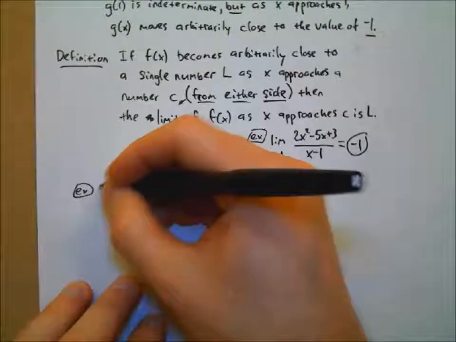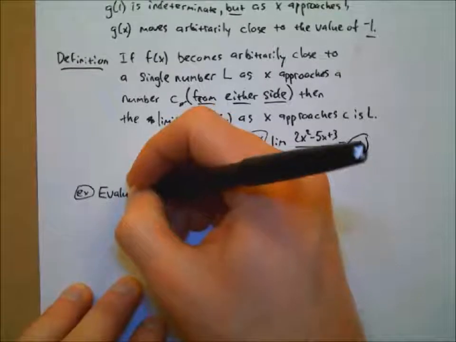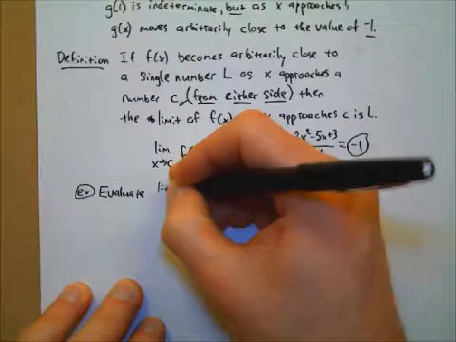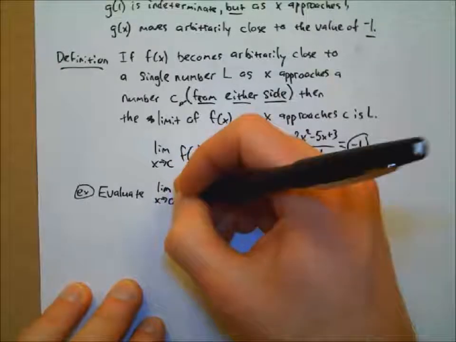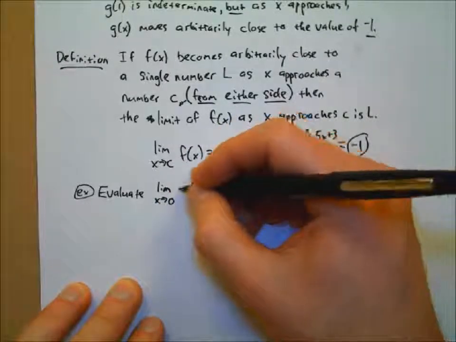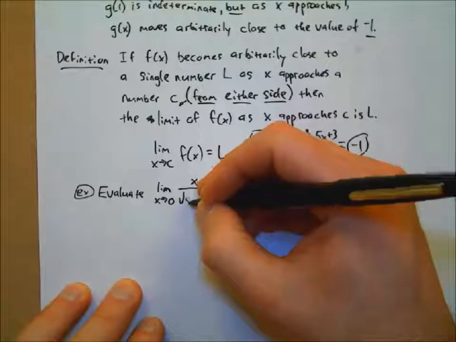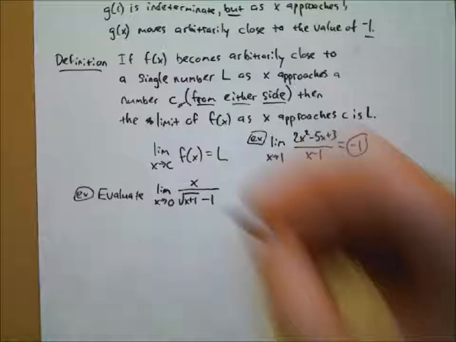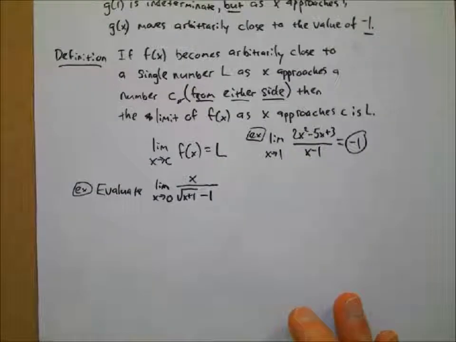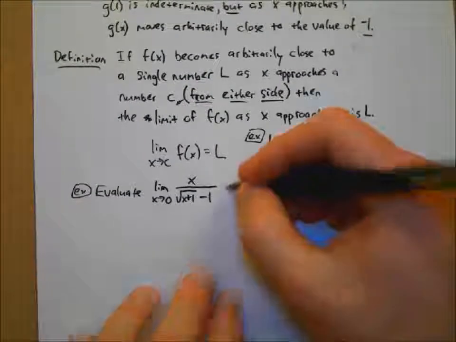So let's evaluate the limit as x approaches 0 of x over the square root of x plus 1 minus 1. And we're going to do that by completing a table.